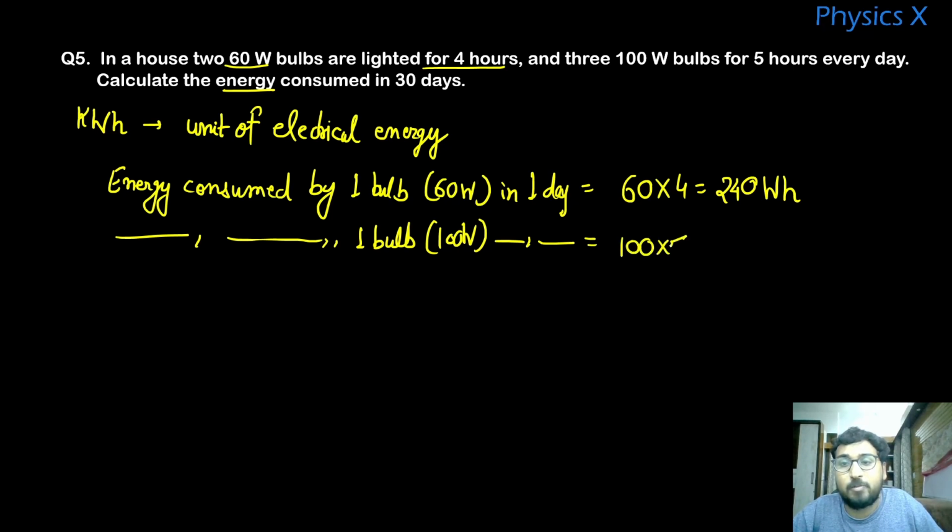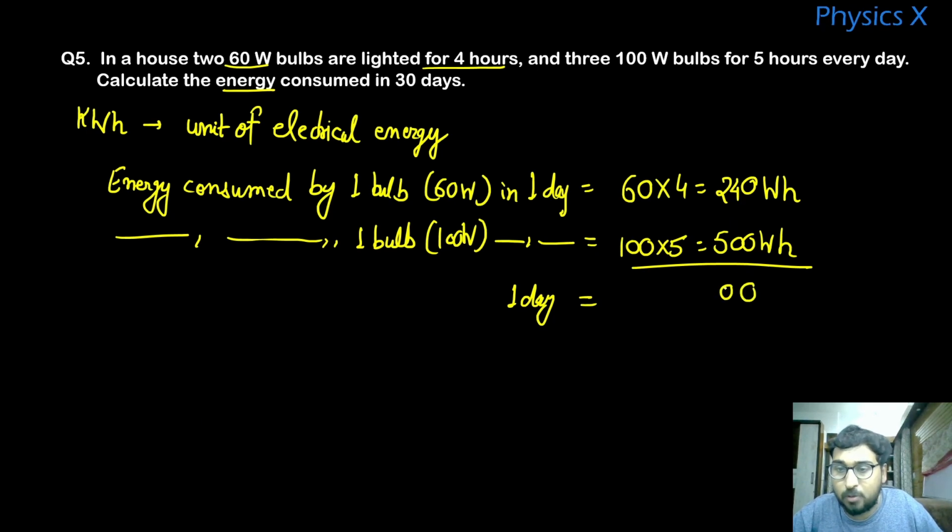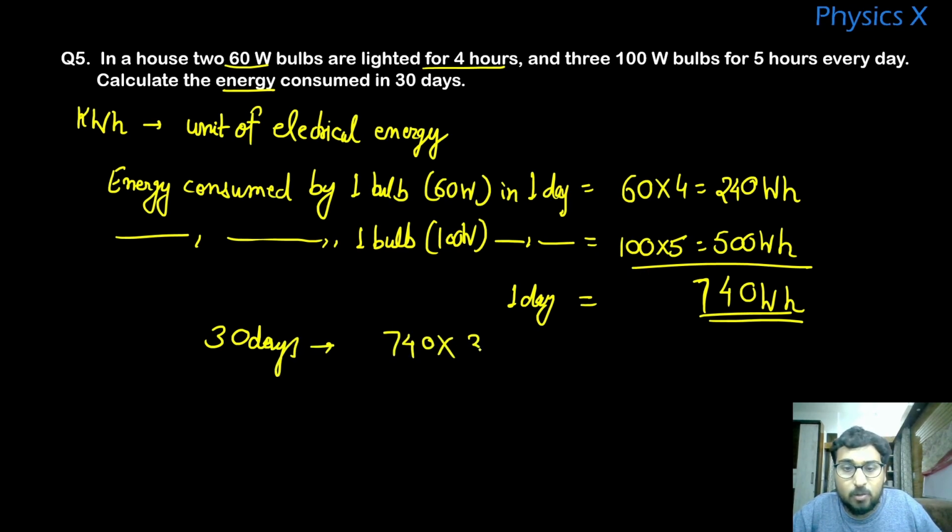100 into 5 hours, because it is running for 5 hours a day. So what is the total consumption of one day? You will add both the usages. So it will be 740 watt hours for one day, right? Similarly, for 30 days, this same thing is happening. So for 30 days, it will be 740 into 30, which is what?